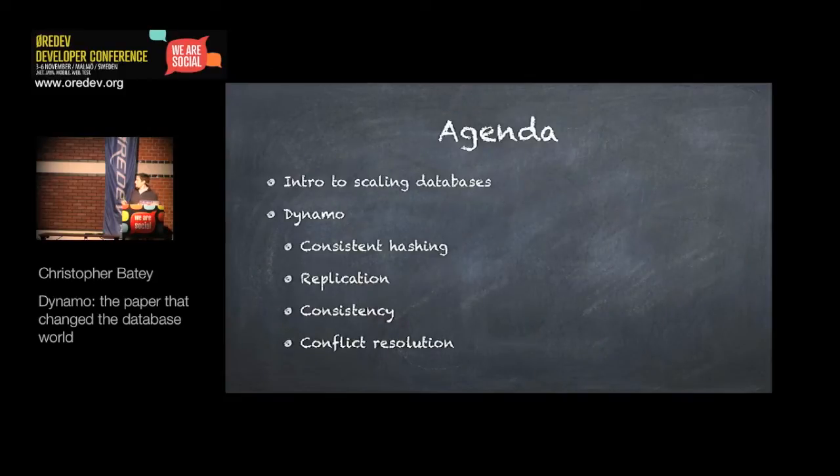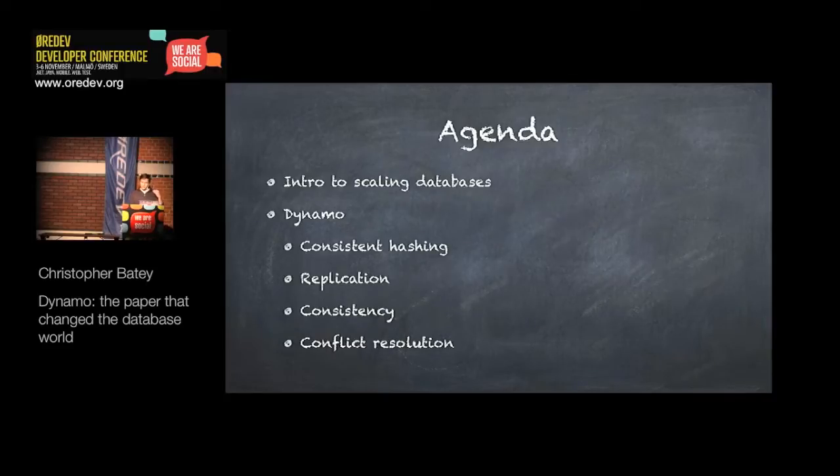So we're going to go a little bit of an introduction into just how we scale existing databases. The current production system I look after uses a combination of Cassandra, which is a Dynamo-inspired database. It also uses MySQL, and it uses CP-style stores like etcd and Zookeeper. So I'll refer to those as we go through.